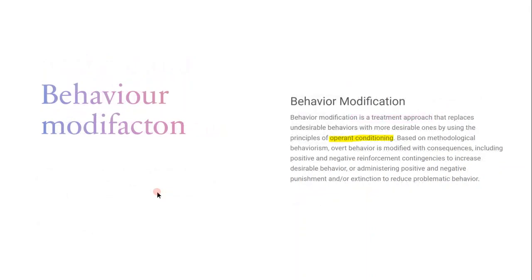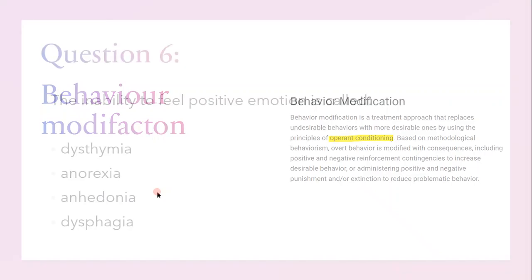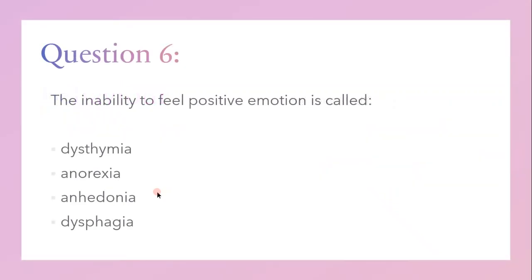Behavior modification. So behavior modification is a treatment approach that replaces undesirable behaviors with more desirable ones by using the principles of operant conditioning. Based on methodological behaviorism, overt behavior is modified with consequences, including positive and negative reinforcement contingencies to increase desirable behavior, or administering positive and negative punishment and or extinction to reduce problematic behavior. Basically as it sounds. So what is the inability to feel positive emotion called?